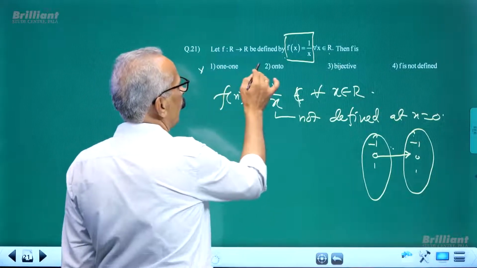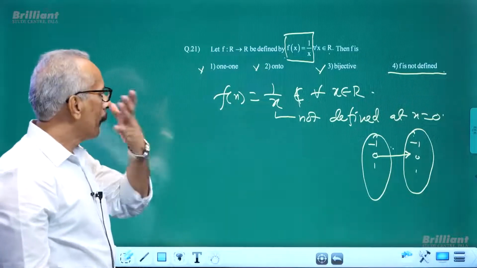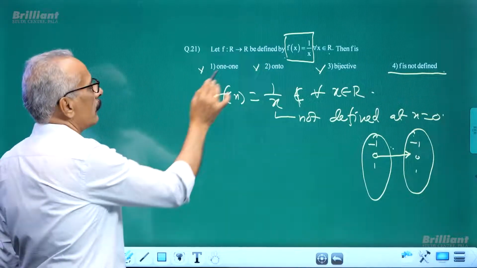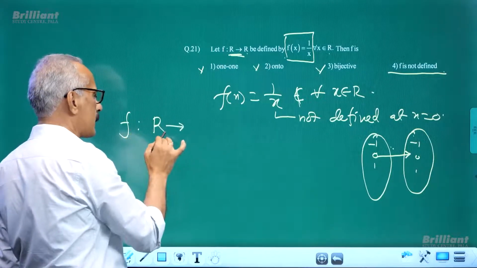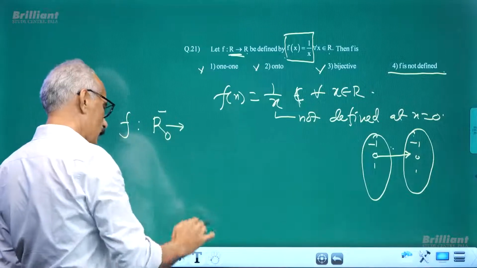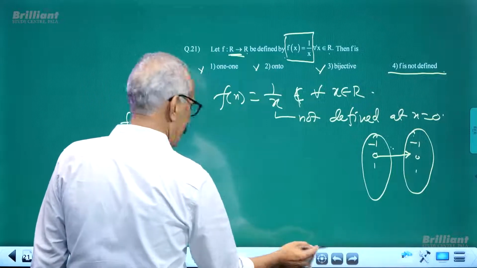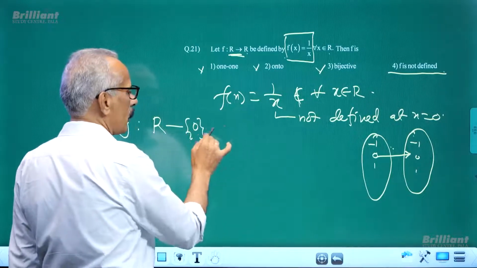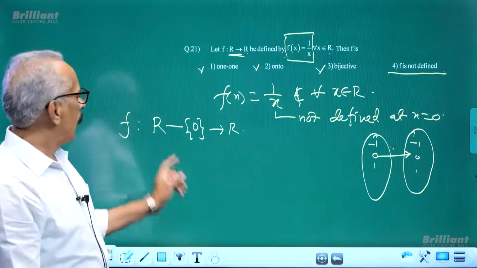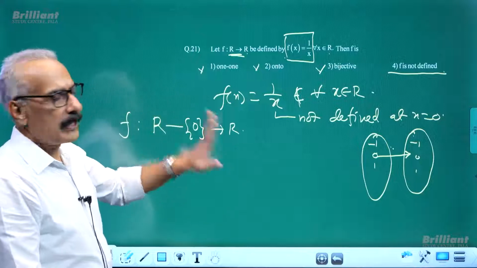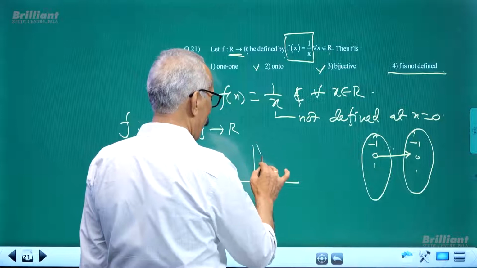So, one-one, no. Onto, no. Bijective, no. F is not defined. But F will be defined if, suppose, F is a function from R minus the set 0 to R. Then it is definitely a function. What will be the function? That is called the rectangular hyperbola.